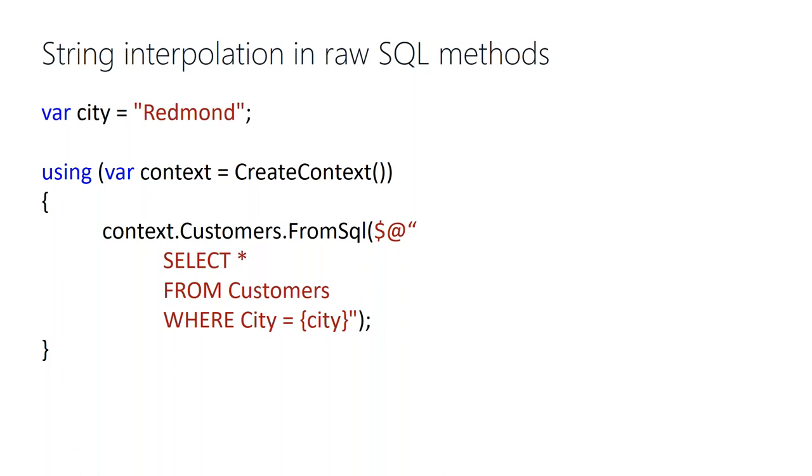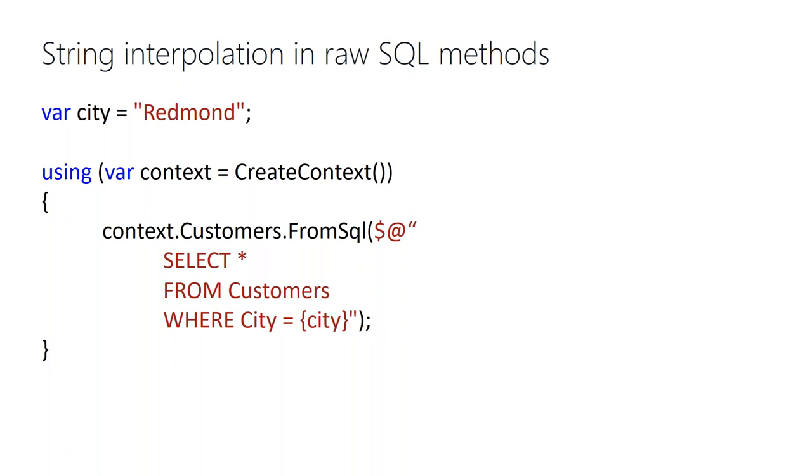We have a string variable that holds Redmond, and inside here we have a using statement that creates our DbContext. In here we have a FromSql method, and inside there we have a raw SQL statement. So maybe you have a very complex SQL statement that you cannot create using LINQ, maybe as an example, you want to use grouping. Grouping is something that I don't think is supported in EF6, and it's not supported explicitly using the fluent language of LINQ. You can't do a grouping.